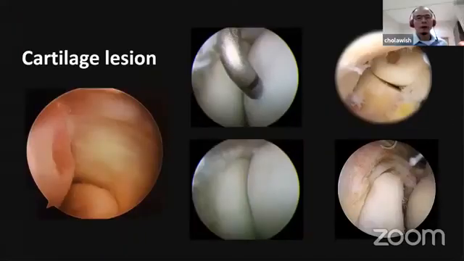Another cause of recalcitrant tendinitis is a cartilage lesion. In the left picture, you can see the cartilage lesion in the capitulum, OCD, whether stable or unstable type, and also a cartilage lesion in the radial head facet, or even in the limb of the radial head.